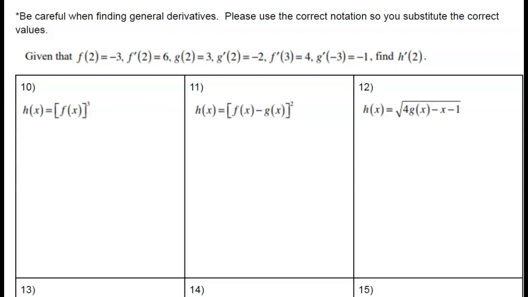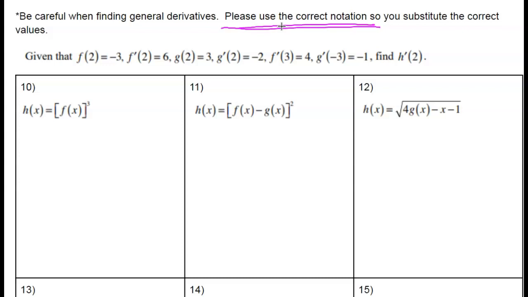So now we're going to do the chain rule, but with the general functions, okay? So use the correct notation. This is super important. They give you all these values, and it can be really confusing. On your homework, I'm going to give you the answers so you can help match it up. All right, so let's look at number 10.